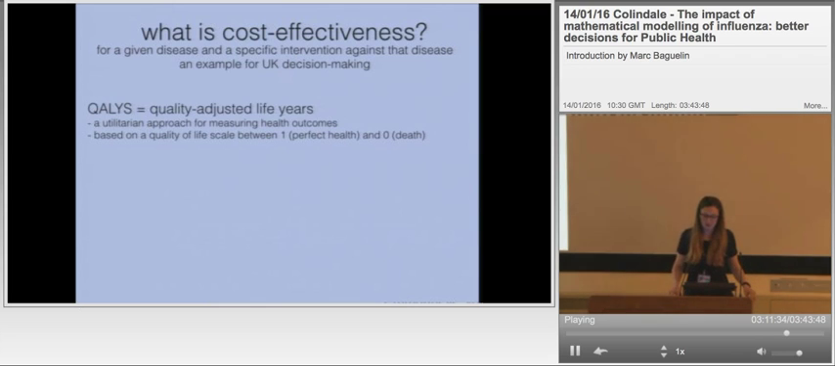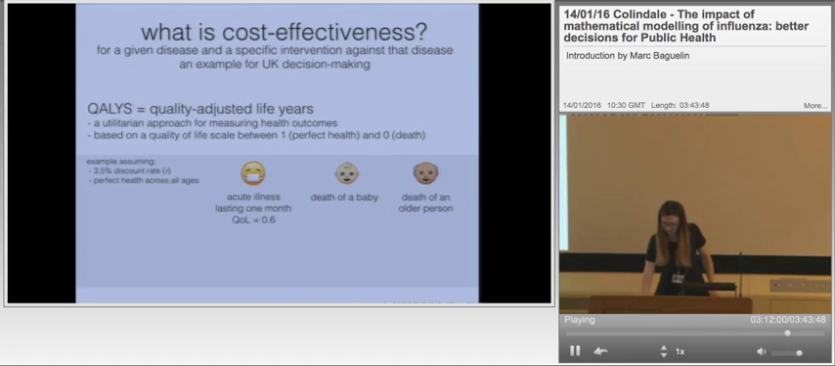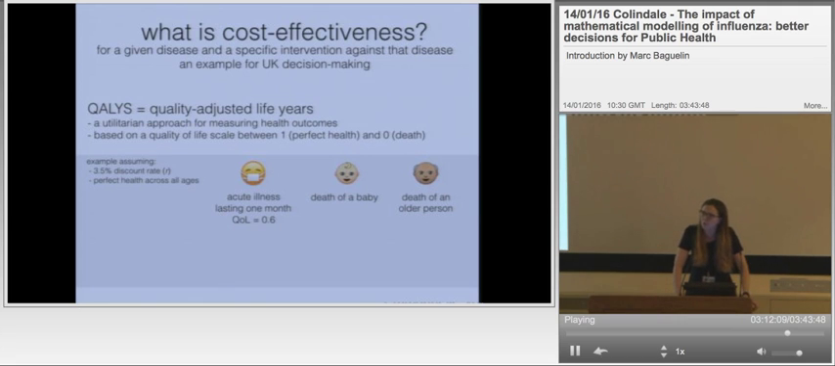So QALYs are, as I said, quality adjusted life years. So it's a utilitarian approach for measuring health outcomes in order to transfer results from a dynamic model or a static model into measurements that policymakers can use. So it's a utilitarian approach because it's based on a preference scale where 0 equals death and 1 equals perfect health. So let's just have a look at a few examples. So in the first instance, there's an acute illness that lasts for 1 month where your quality of life is reduced to 0.6. We're also going to look at the death of an infant and also the death of an older person.